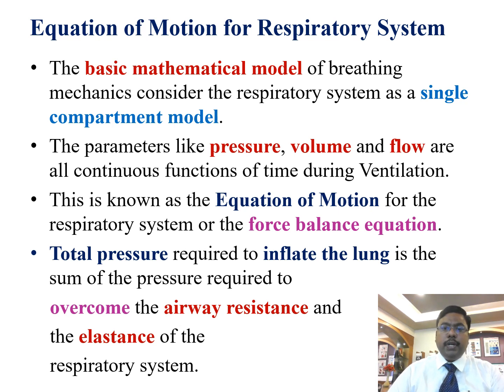Equation of motion for respiratory system. The basic mathematical model of breathing mechanics considers the respiratory system as a single compartment model. The parameters like pressure, volume and flow are all continuous functions of time during ventilation. This is known as the equation of motion for the respiratory system or the force balance equation. Total pressure required to inflate the lung is the sum of the pressure required to overcome the airway resistance and the elastance of the respiratory system.